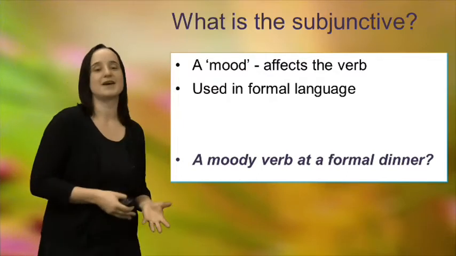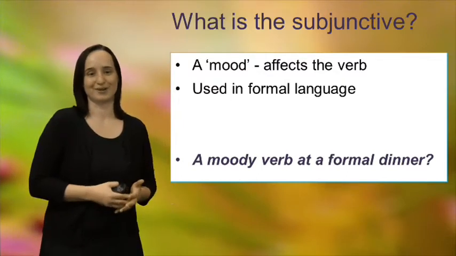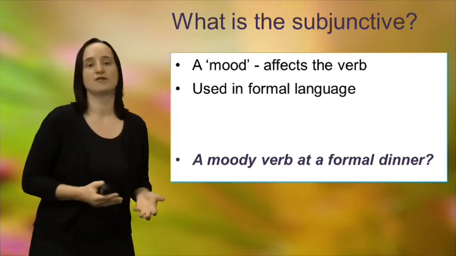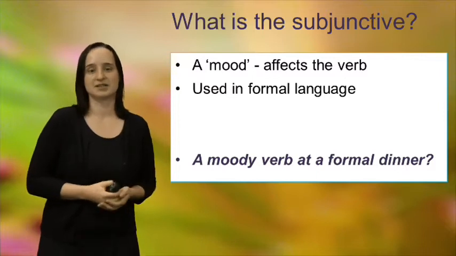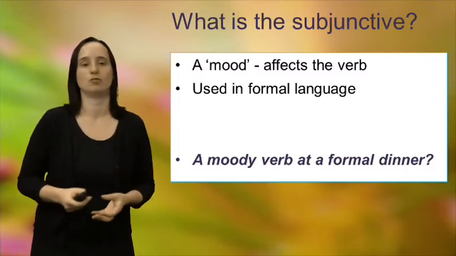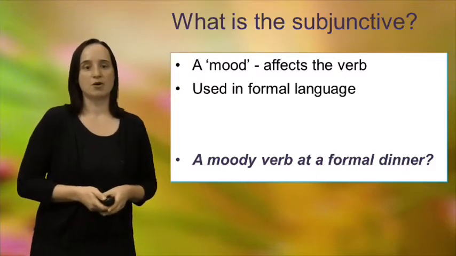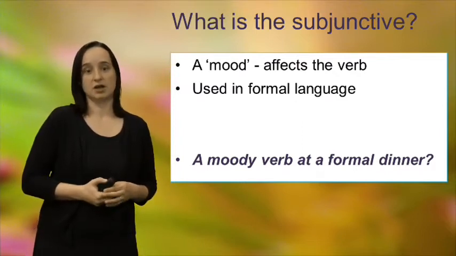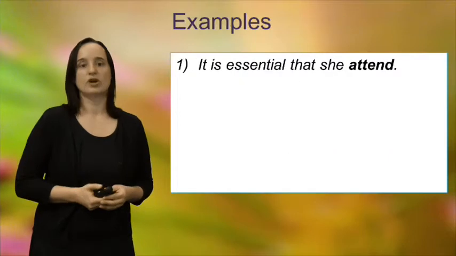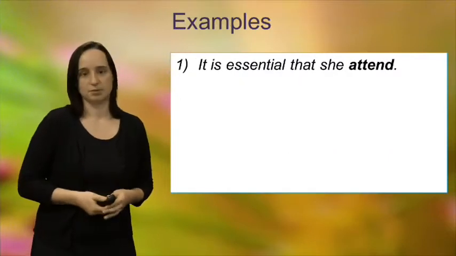I think the very best image you can try to call upon is thinking about a moody verb at a very formal dinner party. Okay, a verb that is marked in some sort of way in a very formal environment. Now, in the following few minutes, I'm going to go into a little bit more detail of what the subjunctive is. And we're going to start with some examples.